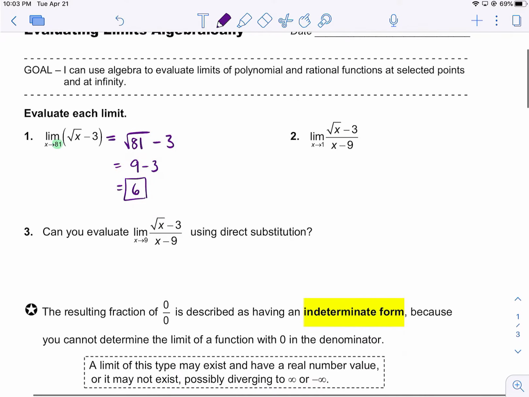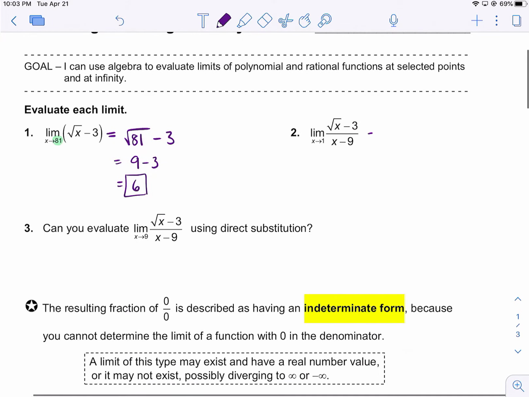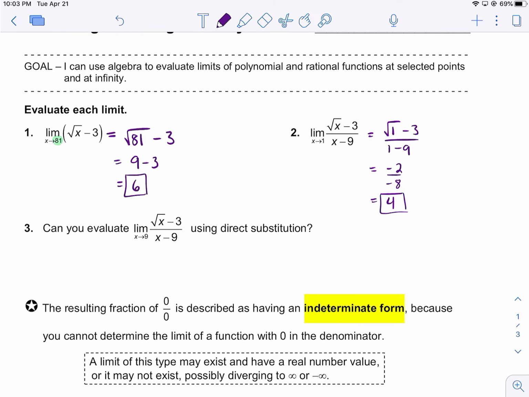Next up, let's do number 2. That gives us the square root of 1 minus 3 over 1 minus 9. That gives us 1 minus 3, which is negative 2, over negative 8. That comes out to positive 1/4. So it looks like we get a value of positive 1/4 as x goes to 1 for our limit.